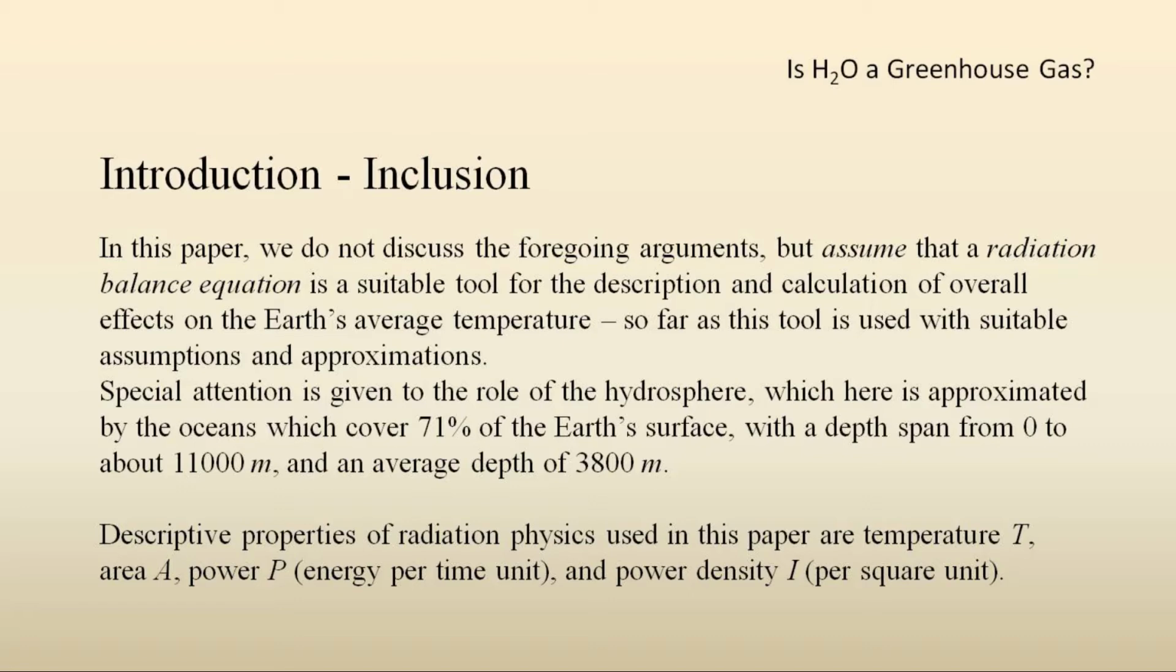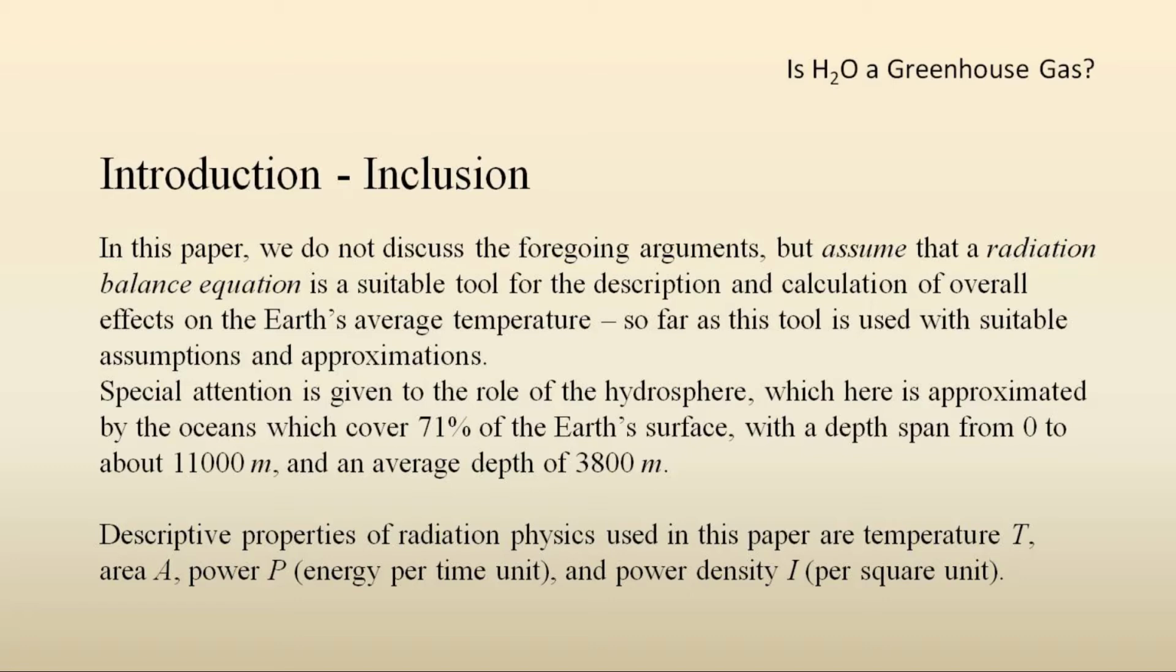In this paper, we do not discuss the foregoing arguments, but assume that the radiation balance equation is a suitable tool for the description and calculation of overall effects on the Earth's average temperature, so far as this tool is used with suitable assumptions and approximations. Special attention is given to the role of the hydrosphere, which here is approximated by the oceans, which cover 71% of the Earth's surface, with a depth span from 0 to about 11,000 meters and an average depth of 3,800 meters.